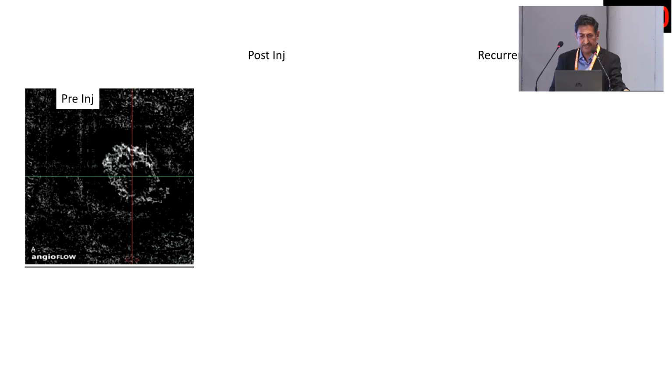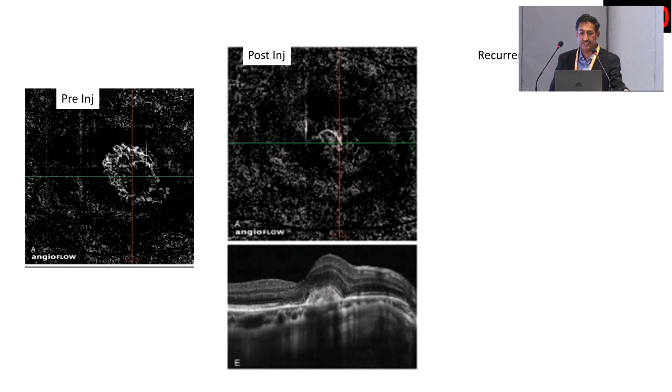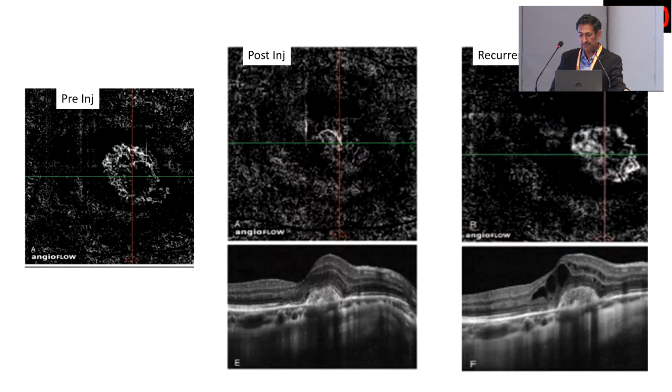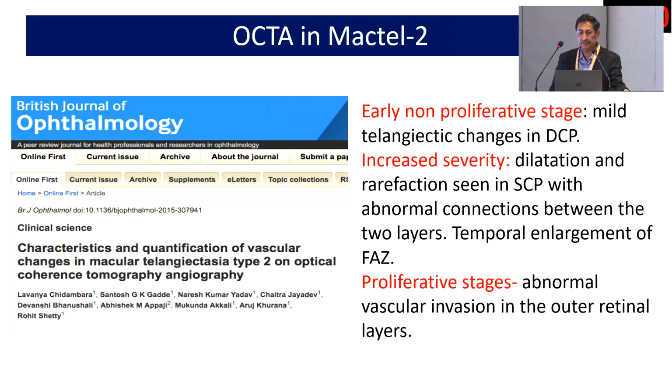Similarly, this is pre-injection, this is post-injection. You can see the change in morphology, and this is the recurrence at 3 months. So in myopia, myopic CNVM, OCTA is very useful. And the other thing is the MacTel. So basically in MacTel, because of the FFA leakage, you don't really get to know what is happening. But the morphology and how the disease progresses, it is well explained by OCTA.